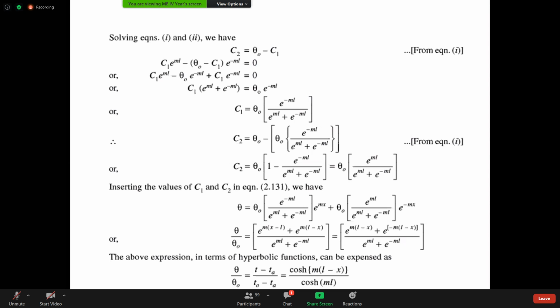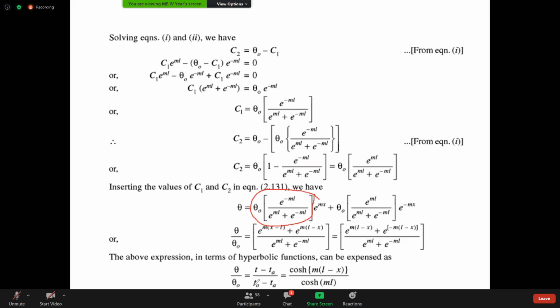Right. So C1, C2 we are substituting. Don't bother about this 2.1.31. Right. These two in this main equation, theta naught into e power mx. That means this is the C1 value. Sorry. Because this has been taken from some other textbook source, by mistake it was there. Right. So theta naught into C1.